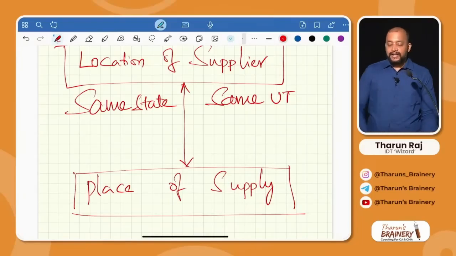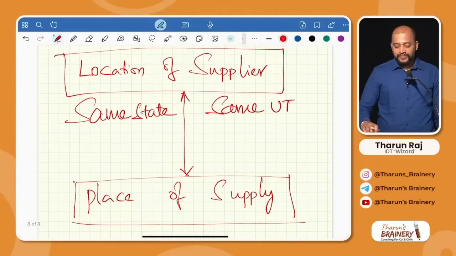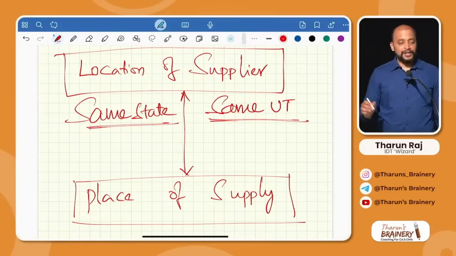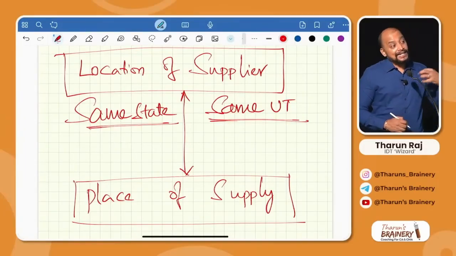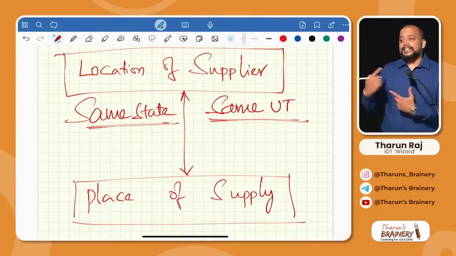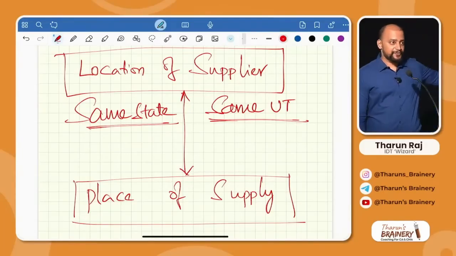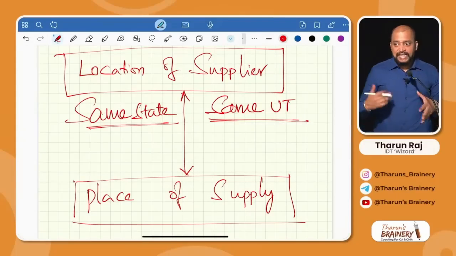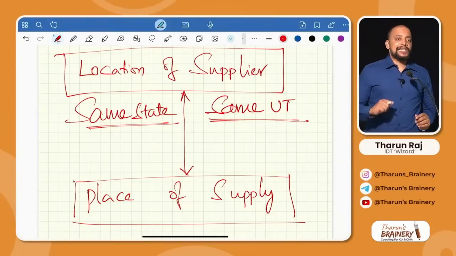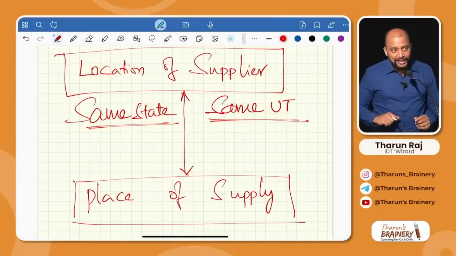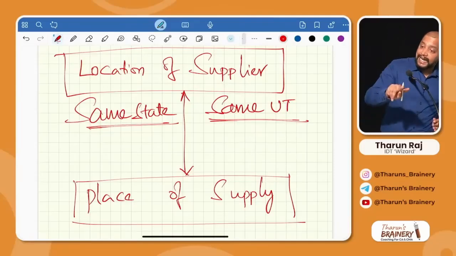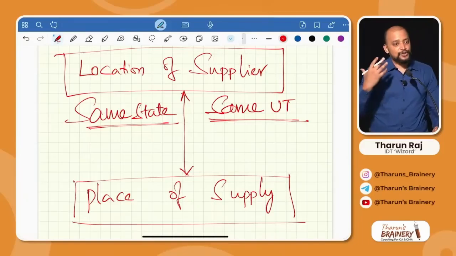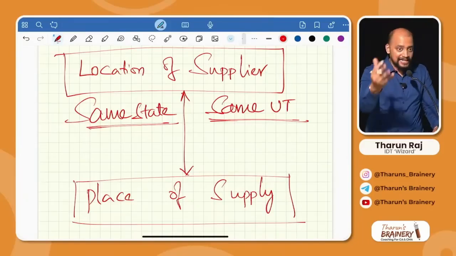Is it clear here? If the location of supplier and place of supply is in the same state or same union territory, what is the nature of supply? Intra-state. Now you tell me what is interstate supply from this? If the location of supplier and place of supply is in two different states, or two different union territories, or a state and a union territory. Very good. That will be interstate supply. Super. That itself is the definition. Really, that is the definition.